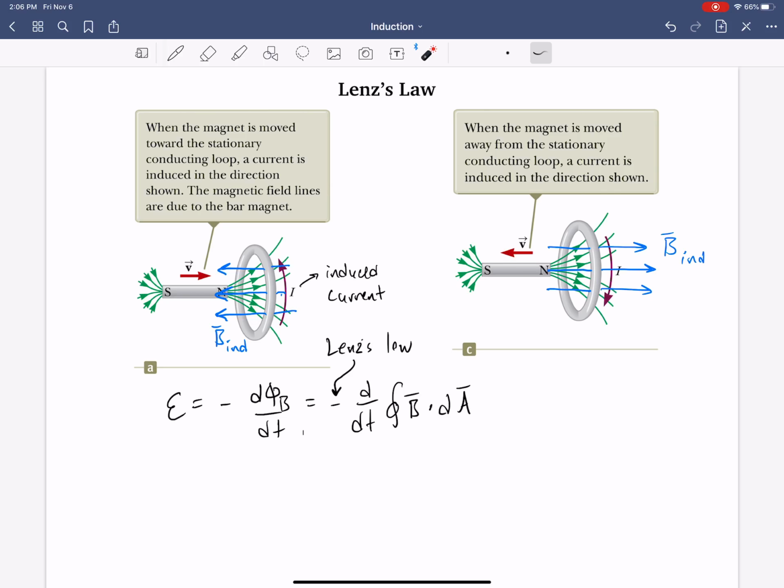And so in the previous video, I did not include this minus sign because I was going to explain it here. Right? So this is actually the full entirety of Faraday's law, which incorporates Lenz's law. Okay. And so this electromotive force is negative the change in flux over time.